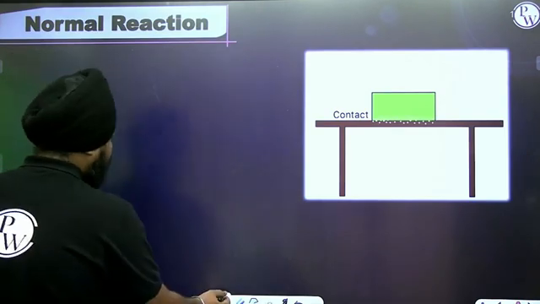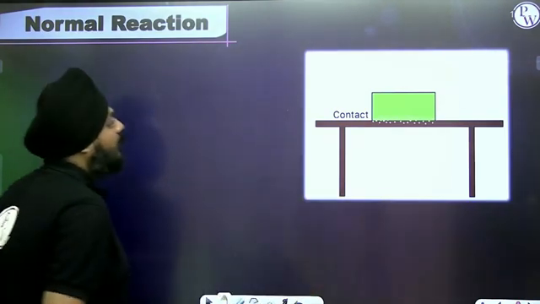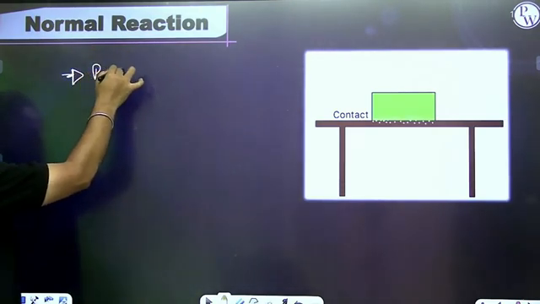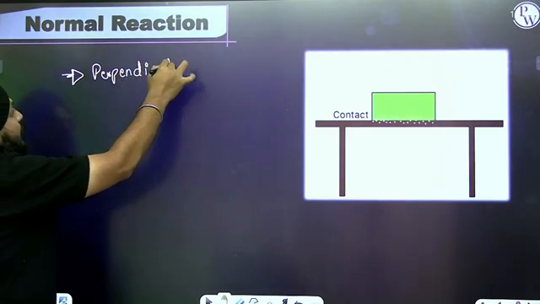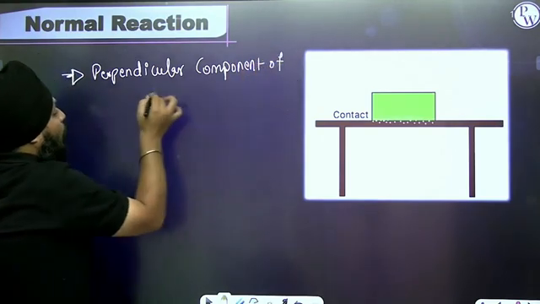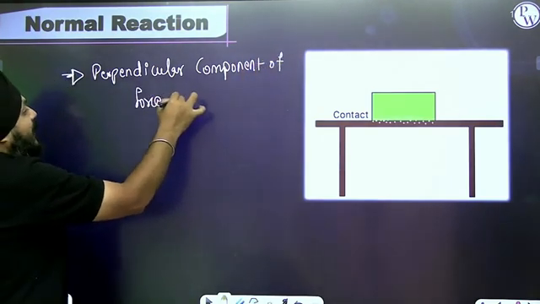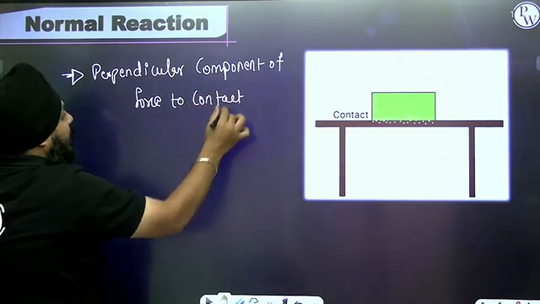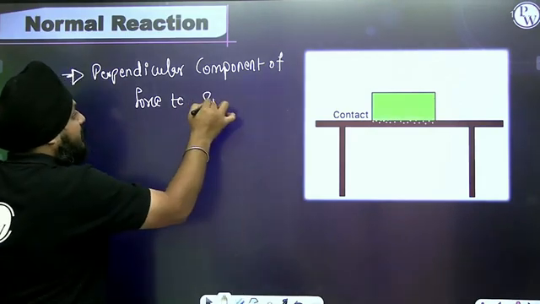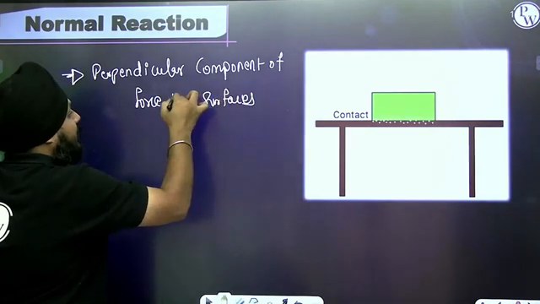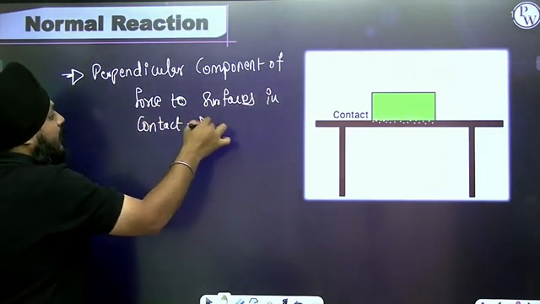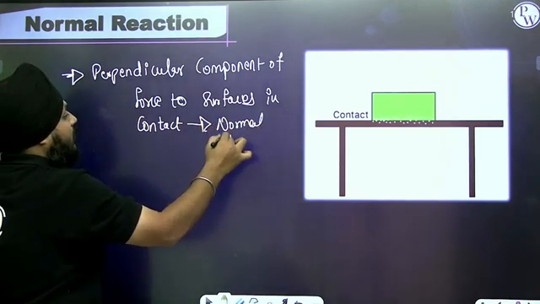So let's start first with the normal reaction. The perpendicular component of force to the contact surfaces, in another sense, to the surfaces in contact. This is the exact definition. The perpendicular component of force to the surfaces in contact is defined as the normal reaction.